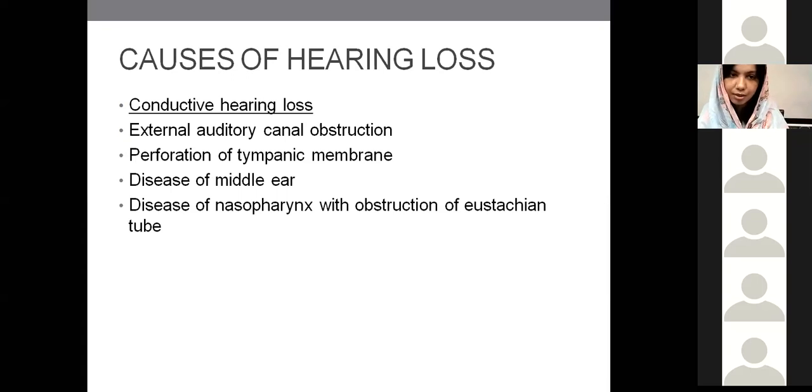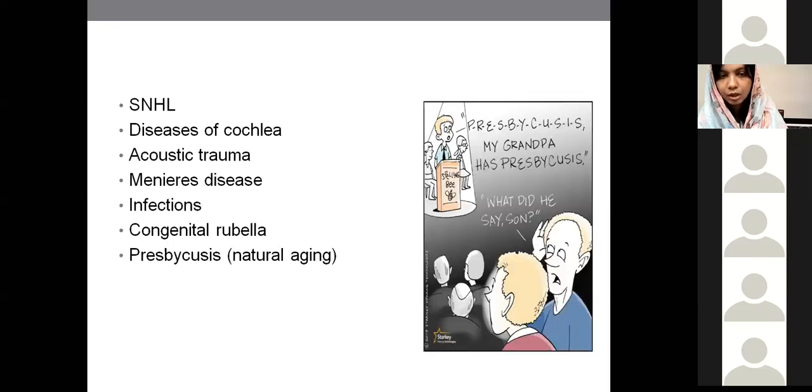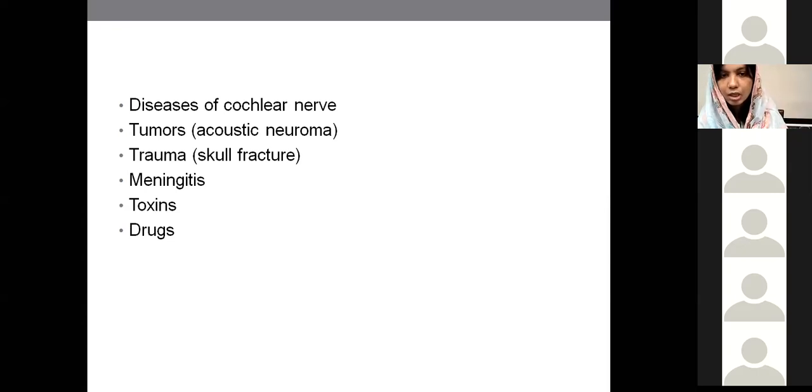Causes of hearing loss. Conductive hearing loss: external auditory canal obstruction, perforation of the tympanic membrane, diseases of the middle ear, diseases of the nasopharynx with obstruction of the eustachian tube. Sensorineural hearing loss: diseases of the cochlea, acoustic trauma, Meniere's disease, infections, congenital rubella, presbycusis, that is the natural aging. Diseases of the cochlear nerve: tumors, that is acoustic neuroma, trauma, skull fractures, meningitis, toxins, and drugs.